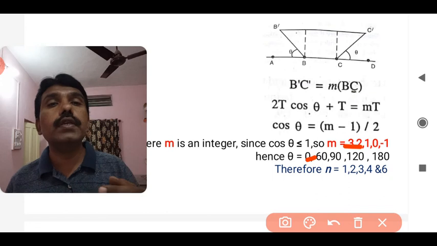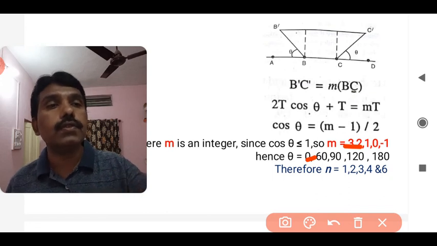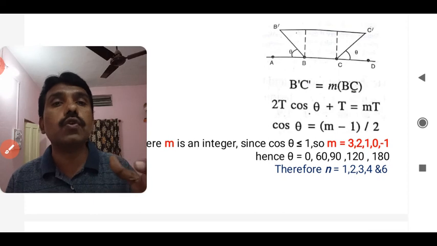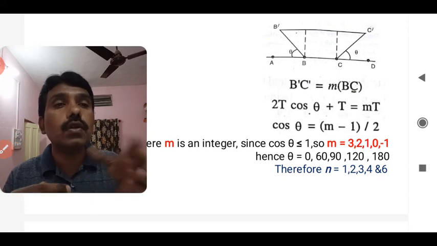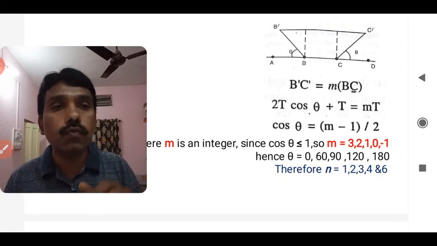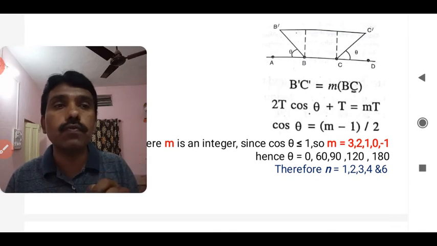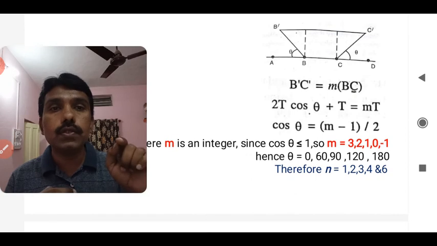If I do this forcefully, what will happen? See, this is what we have seen mathematically: the 5-fold operations are not going to be possible, because if I put M for 5 minus 1, that will become 4 by 2, that means 2.